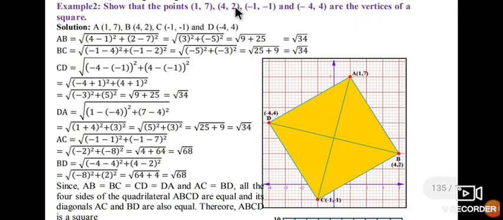Vertices of a square means all sides are equal. Now we have to find out the distances. Take this as A of (1, 7), this as B of (4, 2), this as C of (minus 1, minus 1) and D of (minus 4, 4). If it is the vertices of a square, we have to show that all sides are equal and the diagonals are also equal. Then it is a square.